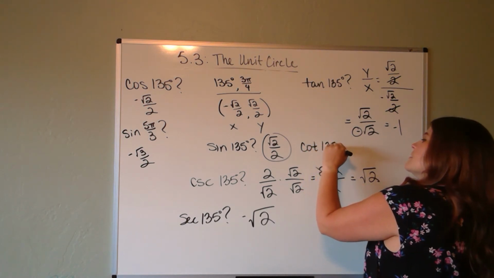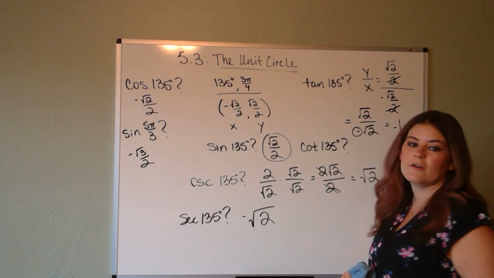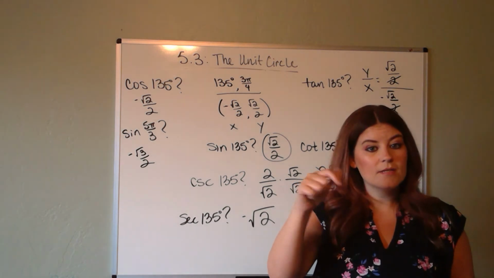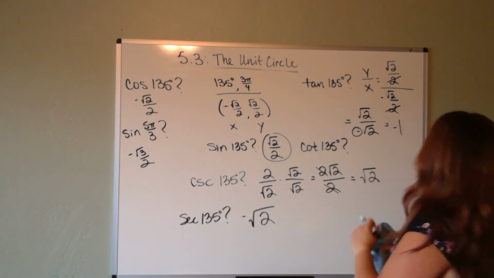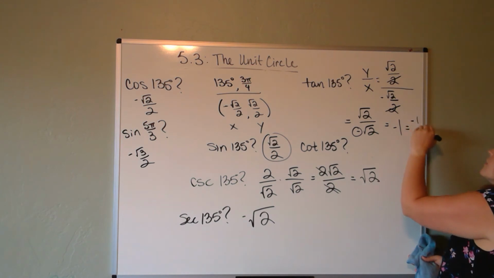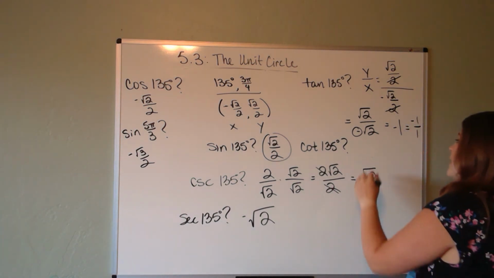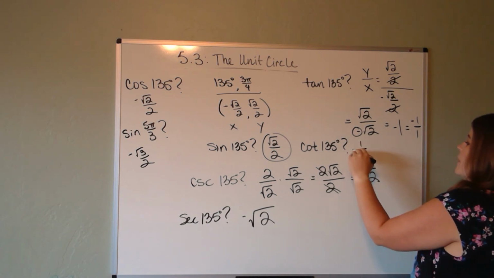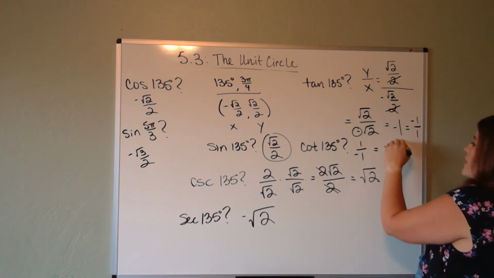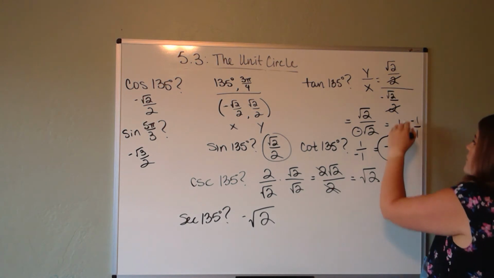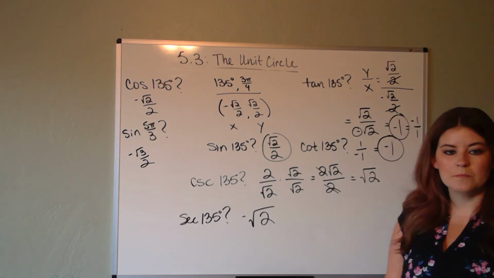The cotangent is going to be a lot easier now that we already have the tangent because I can take tangent and flip it, right? So remember, negative 1, you could also call that negative 1 over 1. Flip it over, what do you get? Well, you get 1 over negative 1, or just negative 1 again. Cotangent's negative 1, tangent's negative 1.